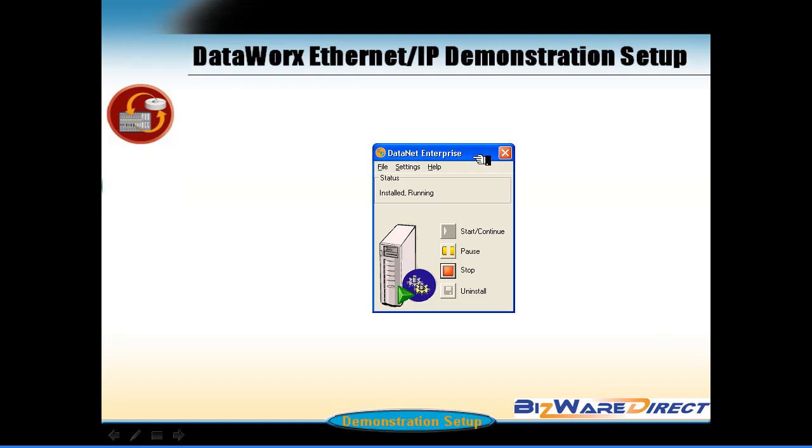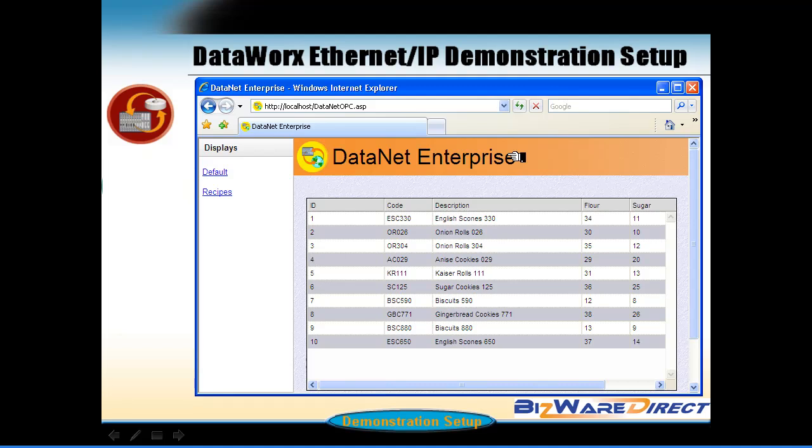Let's create a row-based page in our DataNet Enterprise application. Open the DataNet Enterprise server window. Make sure that the status of the service is installed and running. Next, open the DataNet application in a browser. You can either choose the DataNet Enterprise application from the menu, or type localhost into the address bar.